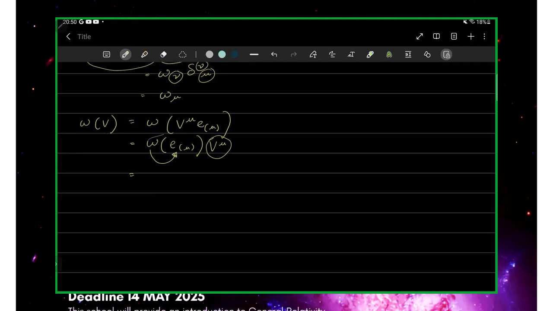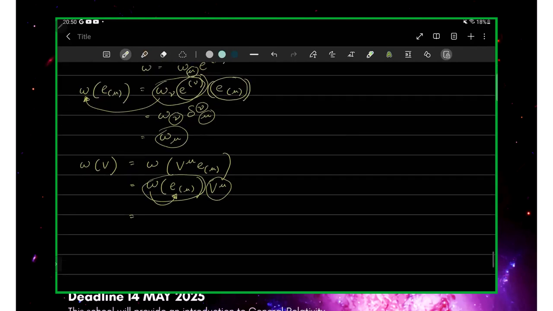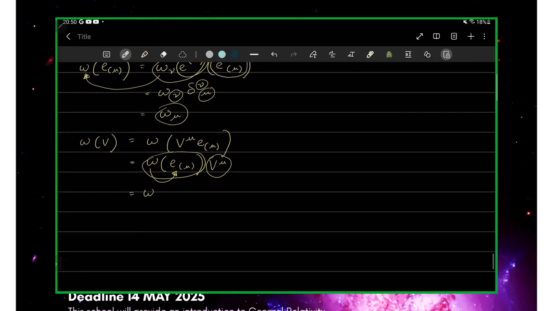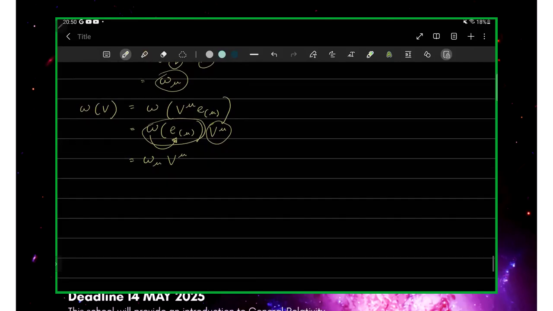And hence, this part should give me omega mu, as we've shown over here, right? So this would just be omega mu, V mu. And basically, this is the way we write an inner product, right? So when a covector acts on a general vector, it just gives us the inner product of a vector and a covector in its components.